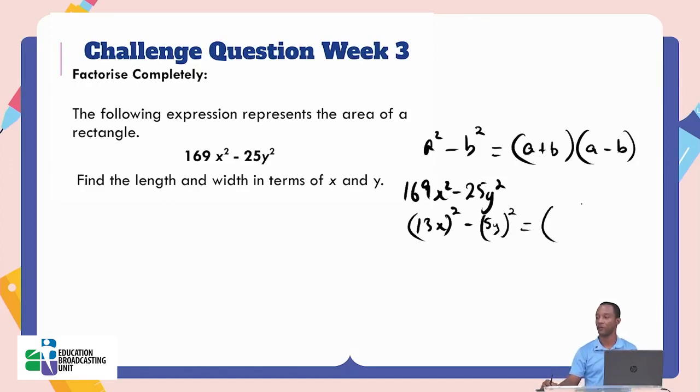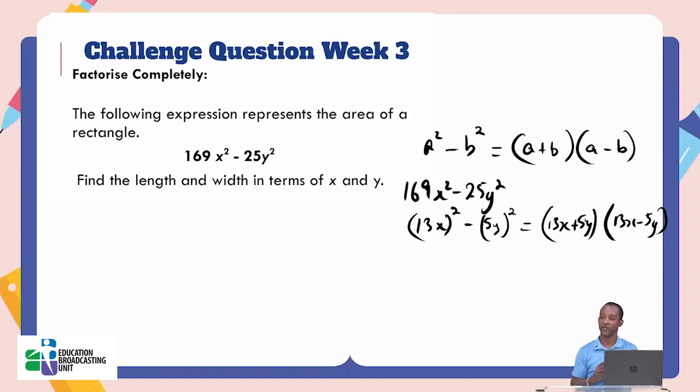So we should have a binomial times its conjugate. In the first bracket, we'll have the square root of 13x squared, which is going to be 13x, plus the square root of 25y squared, which is 5y. So we're going to have 13x plus 5y. And in the next bracket, we'll have 13x minus 5y. All right, so we have the product of 13x plus 5y and the next quantity, 13x minus 5y.